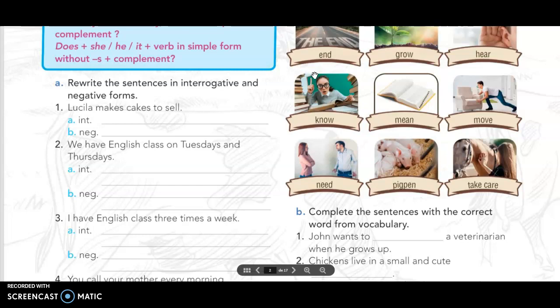Rewrite the sentences in interrogative and negative form. Interesting. Number 1. Lucila makes cakes to sell.